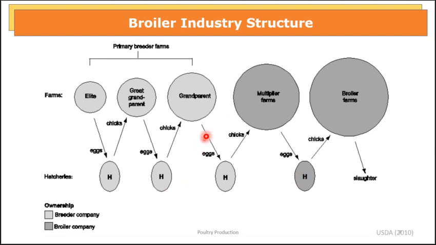Ito yung breeders or nucleus farms natin. And then we have the multiplier farms. And then lastly, ito na yung commercial farms natin or yung broiler farms natin. Which, yung anak nila or yung napoproduce na broiler chickens from these farms, they are for slaughter. Okay? For market sila. Yun na yung binibili natin.